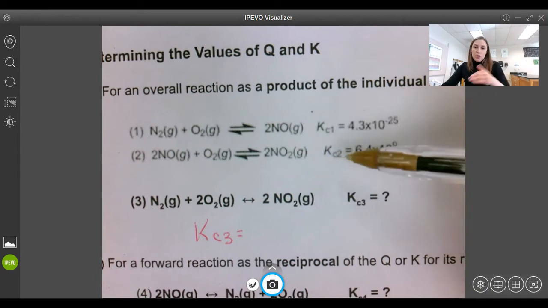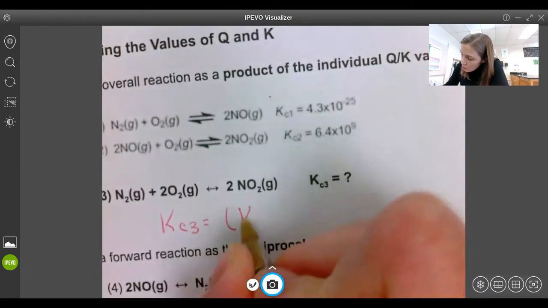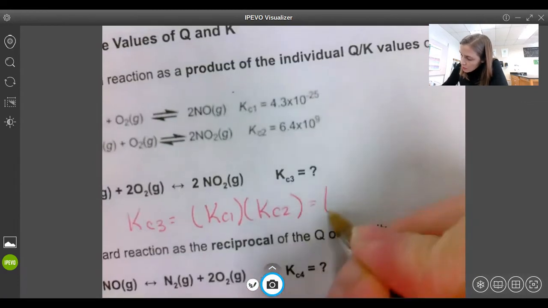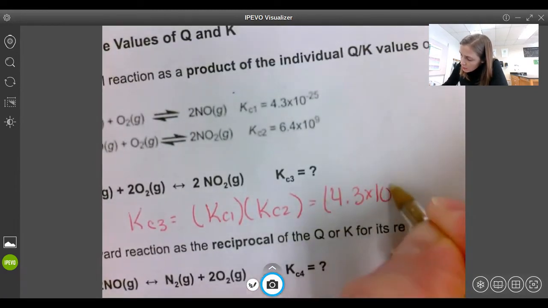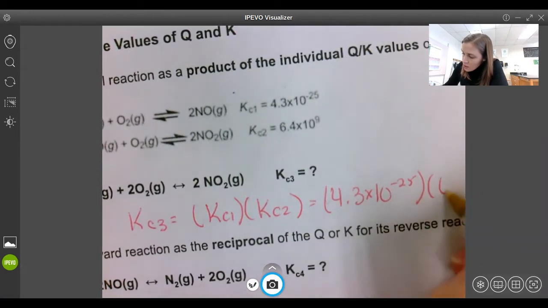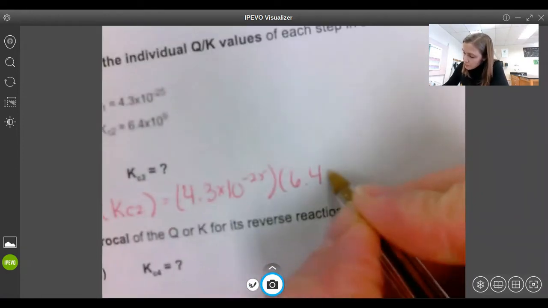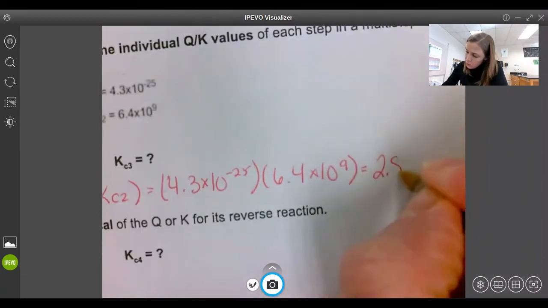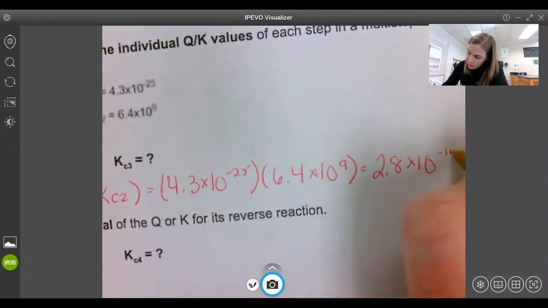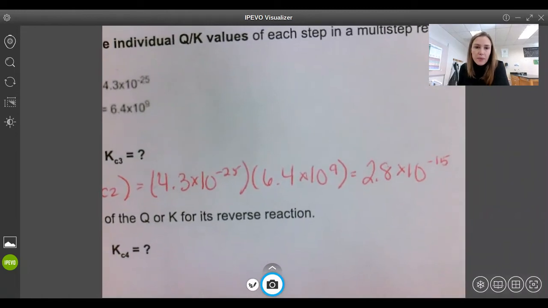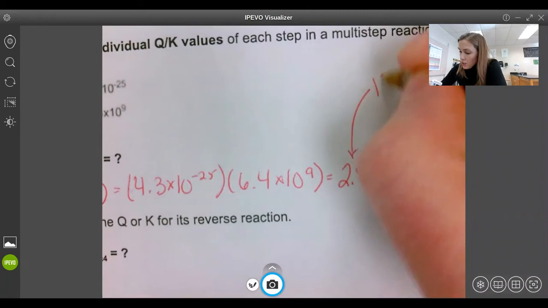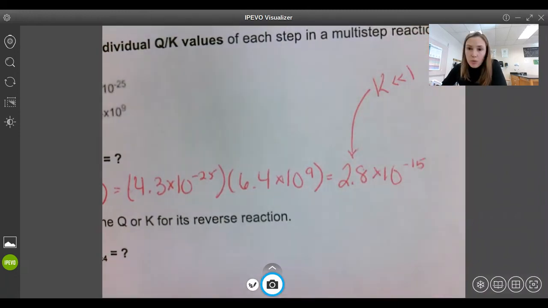Here we're going to multiply them and get the product. So this would be my Kc1 times my Kc2, which when you actually plug in the values would be 4.3 times 10 to the negative 25th times 6.4 times 10 to the 9th. And when you plug that in, it would be 2.8 times 10 to the negative 15th. Okay, now that value is much smaller than 1. So here K is much smaller than 1.